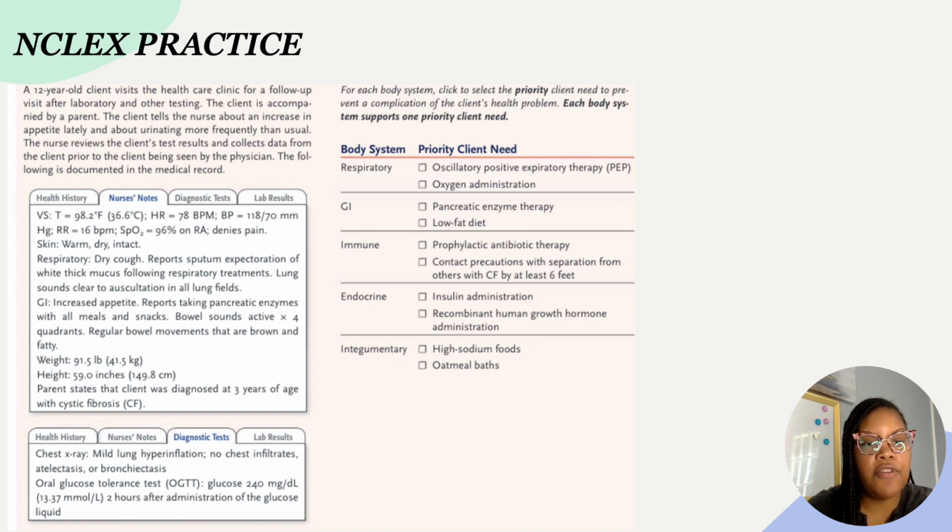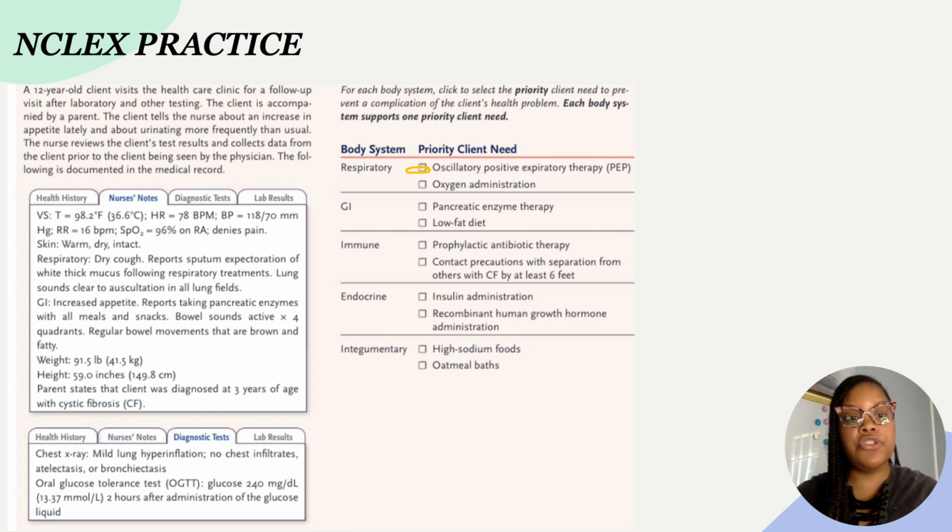It just says that they have a dry cough and they have some white mucus coming up after respiratory treatments. So what will we say is a priority? Also, that they're 96% on room air. So we would recommend PEP for this patient. And what would PEP, which is our positive expiratory pressure therapy, how would that help the patient? That would help the patient by loosening up the secretions. The patient does not need oxygen because their oxygen is 96% on room air.